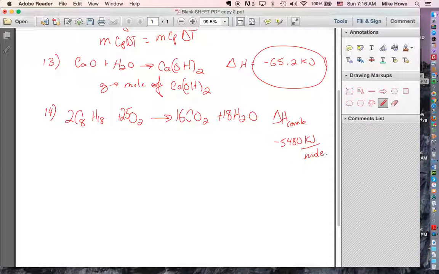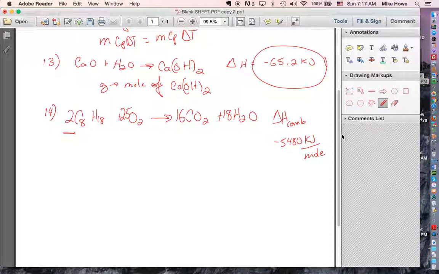So the 5,480 is negative because you're burning something, and I think you know that when you burn something, energy is released. Now that's per mole. So in this case, how many moles do we have? The stoichiometric quantity is 2.